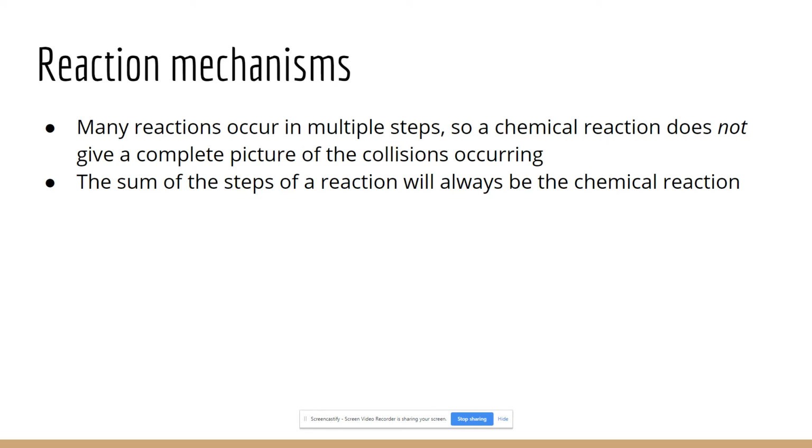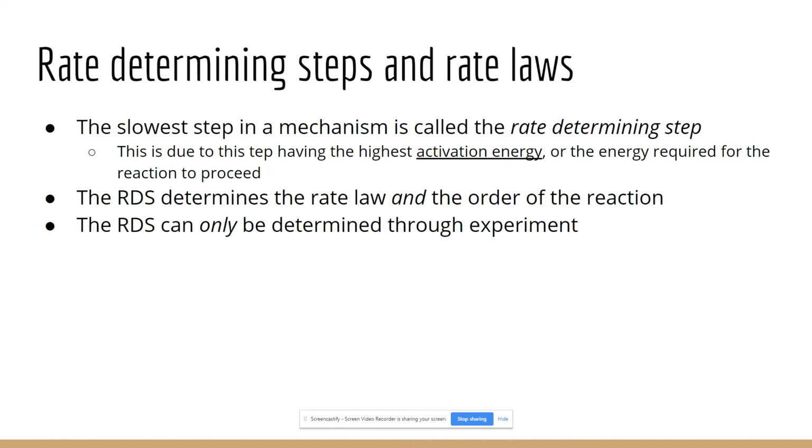So many reactions occur in multiple steps. A chemical reaction overall does not necessarily tell you what collisions are actually happening, and it is the collisions that determine the rate of the reaction. The sum of the steps will always be the chemical reaction. There's oftentimes more than one pathway that a reaction could go through.